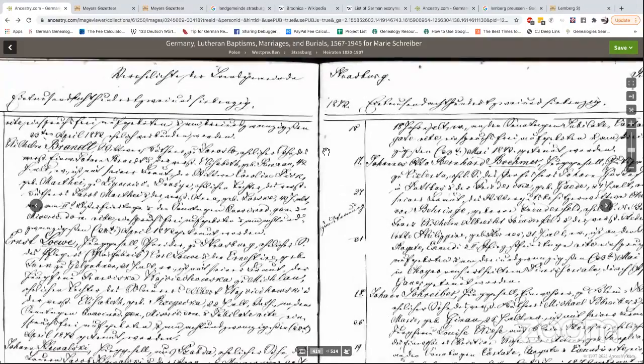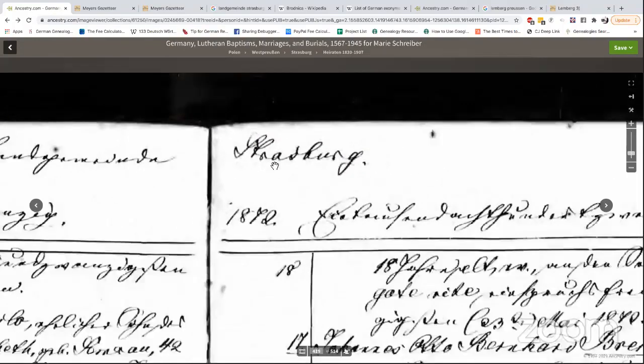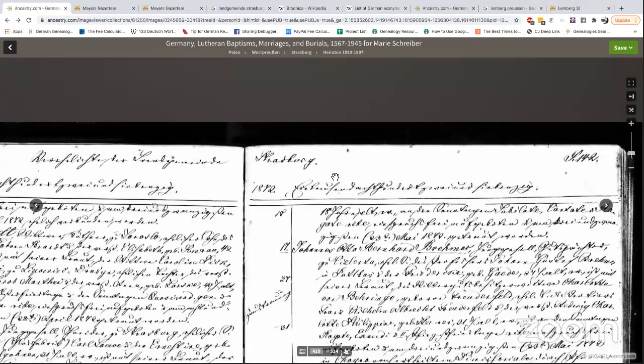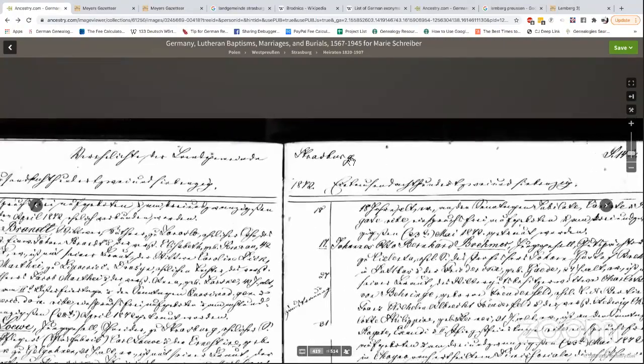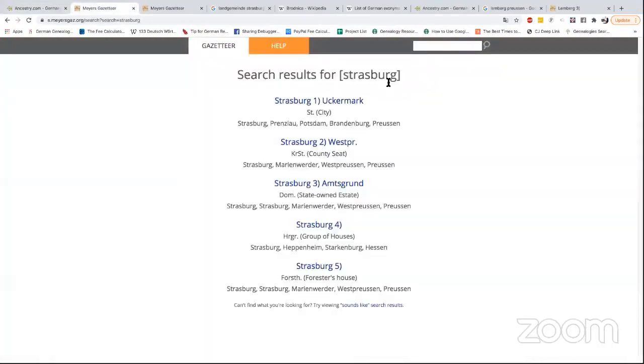Whoops, right here. So I thought, great, okay, rather than looking in the entire German Empire, I have a specific town to try to find where her town is from. Her town was not Strasbourg, but I thought it must be near Strasbourg since this was the book for it. So then I went to Meyer's Gazetteer and I typed in Strasbourg. However, I got multiple towns that came up in different areas. So I thought, okay, which one is it? So how to figure that out?